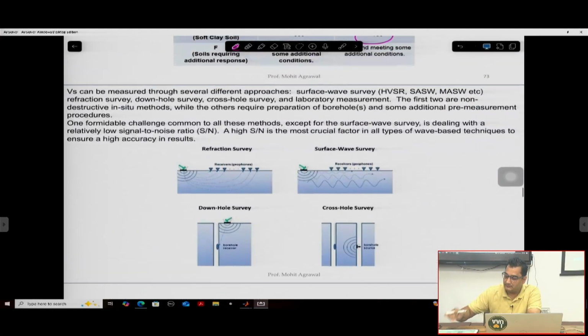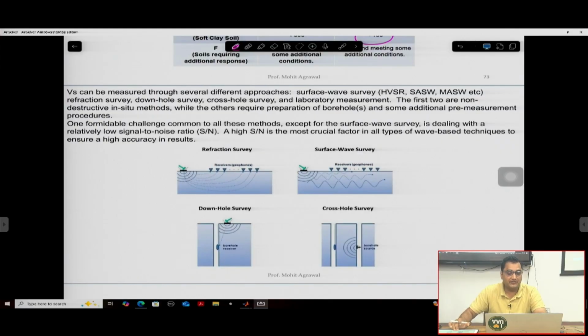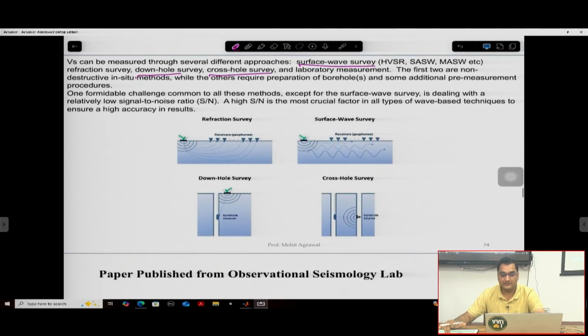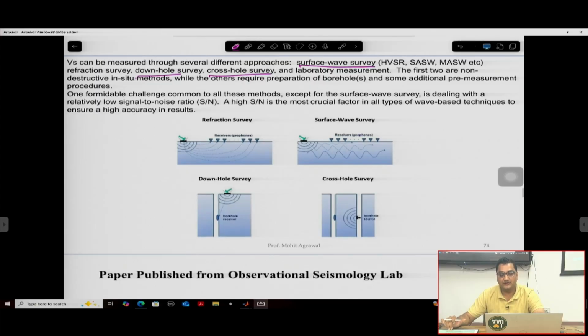Now, the Vs, or the shear wave velocities, can be calculated or measured using different kinds of field setups. For example, you can do surface wave surveys, and also refraction surveys, downhole surveys, cross hole surveys, and other laboratory measurements. But the surface wave survey deals with a relatively low signal to noise ratio, and a high signal to noise ratio is the most crucial factor in all types of wave based techniques to ensure high accuracy in the results.